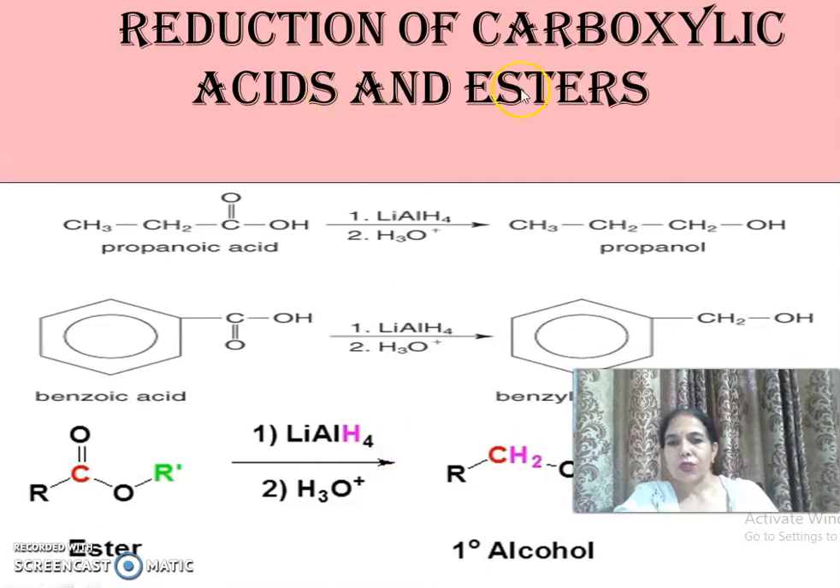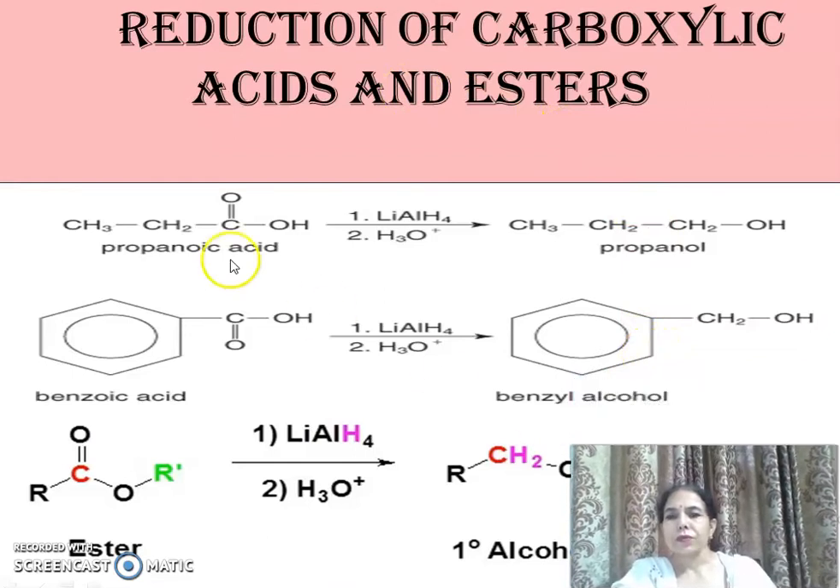We can also get alcohols from reduction of carboxylic acids and esters. In this, the COOH group is present. If it is treated with lithium aluminium hydride, then this group is reduced to CH2OH, that is, alcohol. So the carboxylic group is reduced to alcohol in the presence of lithium aluminium hydride and acidic medium, that is, H positive and water. Similarly, if the COOH group is attached to a benzene ring, then this group is also reduced to alcohol, that is, benzyl alcohol is formed.